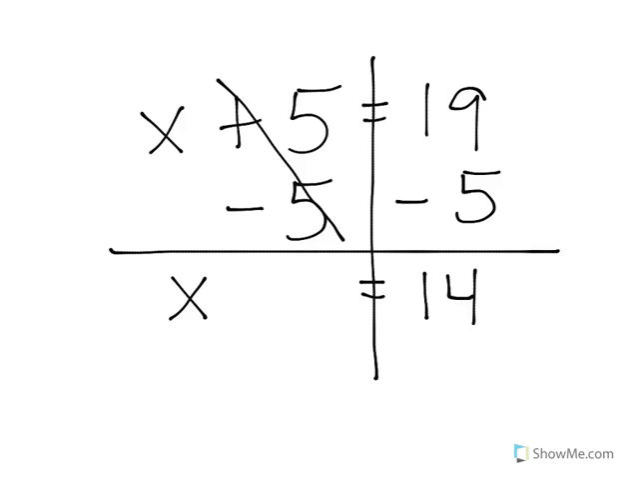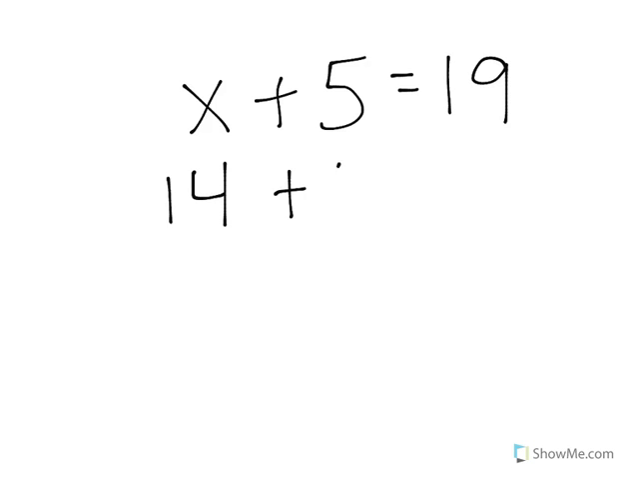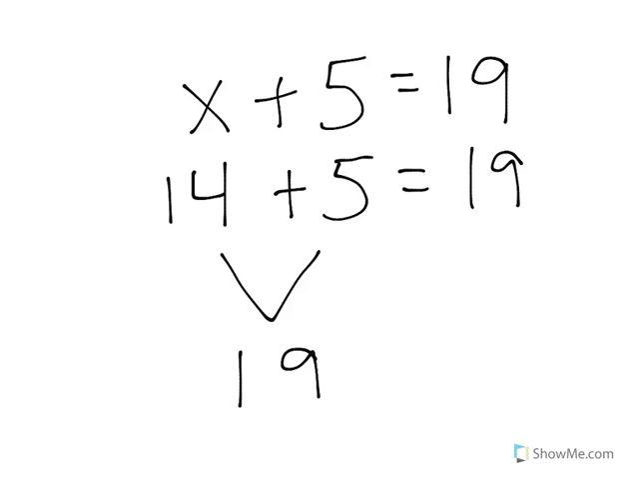The most important step is to always go back and check your answer. So I'm going to write the original equation, x plus 5 equals 19. And I'm going to substitute in my answer 14 for x. 14 plus 5 is going to give you 19. And I'm just going to bring my equal sign down and 19. 19 equals 19, so that checks out.